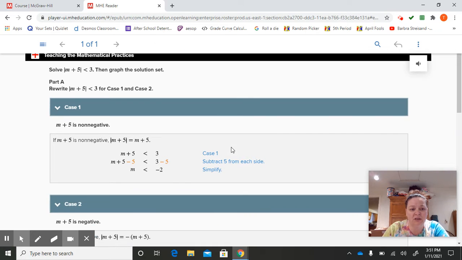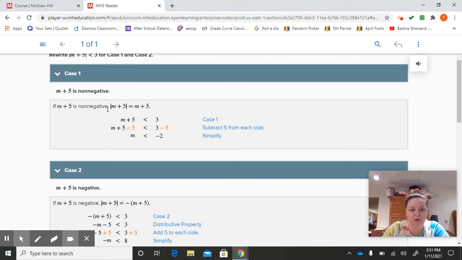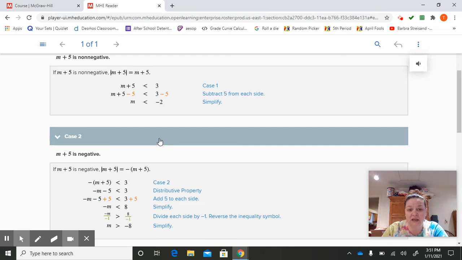So the first one we have is m plus 5 is non-negative. That means that it's a positive number. So just regular old m plus 5 less than 3. Subtract 5 from both sides, and that tells us that m has to be less than negative 2. So that's case number 1.